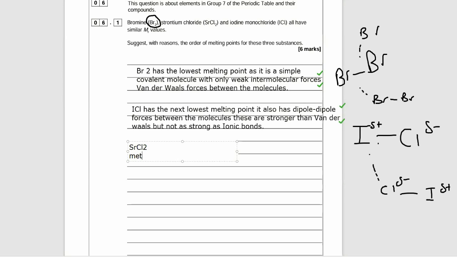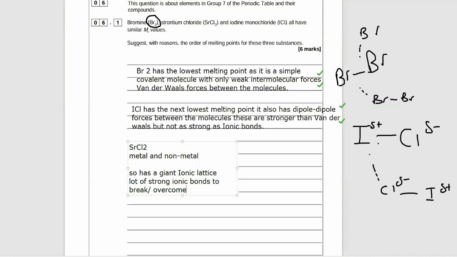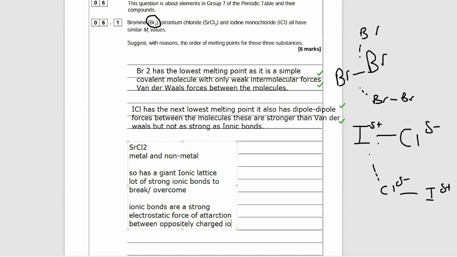Now it's not quite as strong as ionic bonds. So the one with the highest melting point is strontium chloride. It's a metal and a non-metal, so it's going to have a giant ionic lattice, lots of strong ionic bonds. Remember, that's the strong forces of electrostatic attraction between oppositely charged ions. They're going to require a lot of energy to overcome, which is why our ionic compound has the highest melting point.